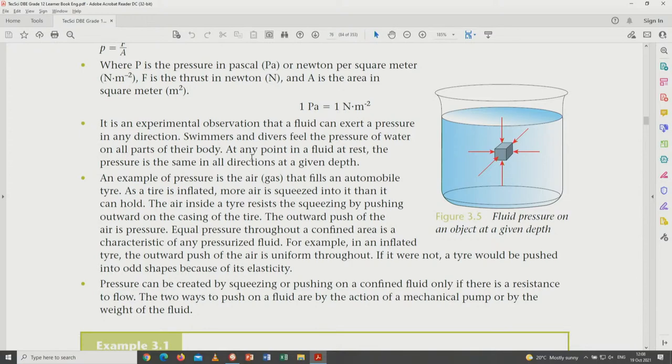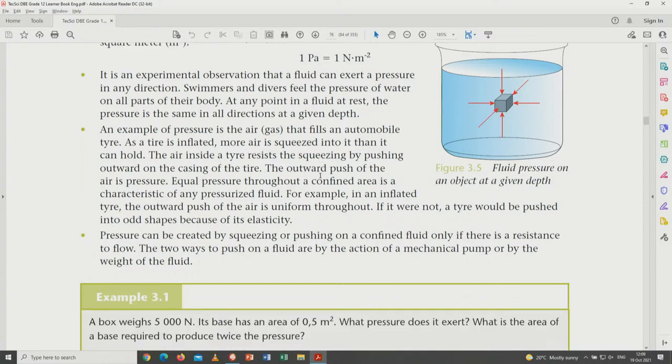An experimental observation has been made that fluids can exert pressure in any direction, and as a result, a swimmer will feel the pressure of water on all parts of their body at any point in the fluid. At rest, the pressure is the same in all directions. This statement, that at any point in a fluid at rest the pressure is the same in all directions, is very important at a particular given depth.